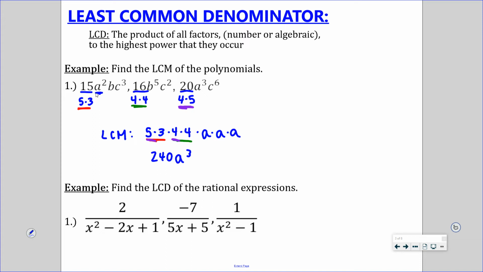Wait, why did you only put 1A when there's 3? I just did A times A times A, which is A cubed. But there's 2 over there. 2 here and 3 here. Yeah. So what's the least number that they both have? 3. Mm-hmm. It's okay. We'll do another one.